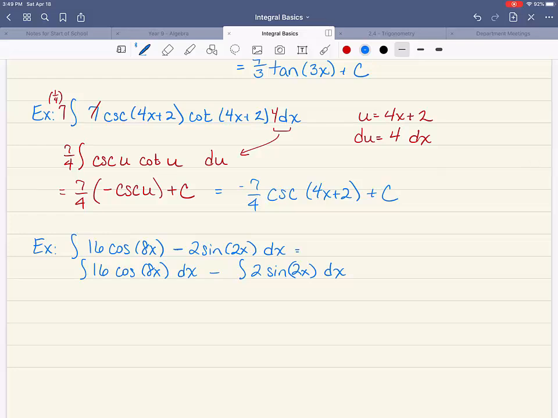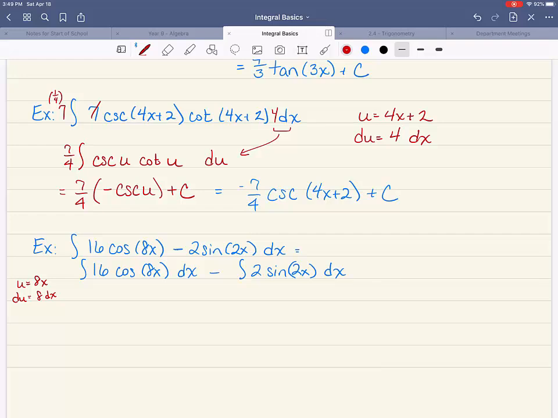So I'm going to do my u substitution off to the left-hand side here, just because I'm running short on space. What is u for the first integral? It is 8x. So du would be 8 dx.